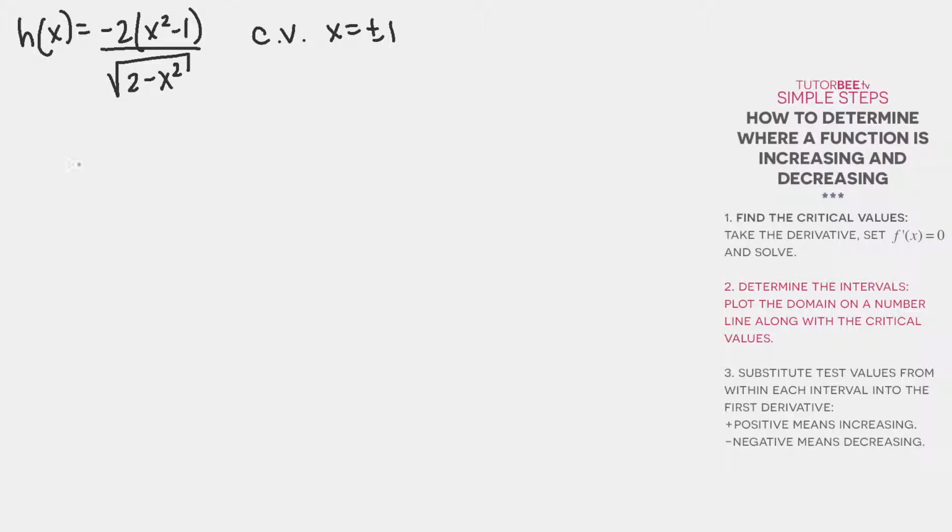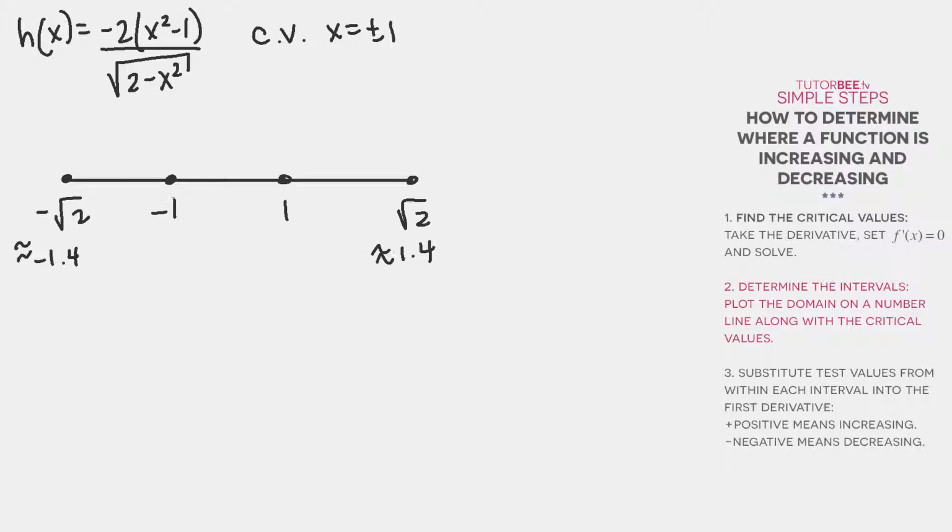That's step 2. We did the domain in a previous tutorial, and we showed that it's actually bounded between two endpoints, negative root 2 and positive root 2. Now we can plot our critical values of negative 1 and 1 here. We get this bound because there's a root here. Negative root 2 is approximately negative 1.4, and root 2 is approximately 1.4. That'll help us to choose test values.